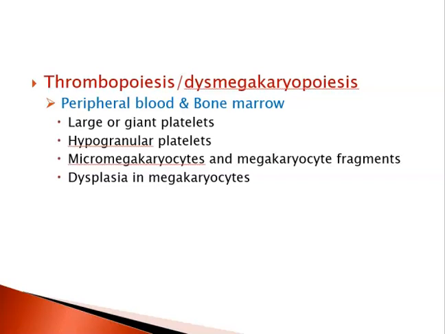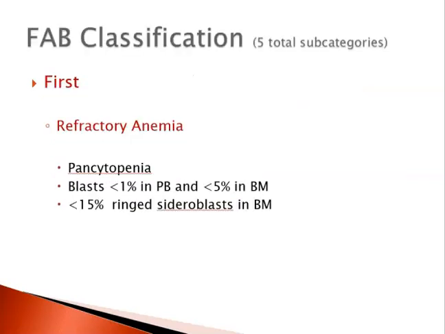And you may see dysplasia in megakaryocytes. Dysplasia meaning the presence of abnormal cells within the tissue. Okay, we have a FAB classification for MDS, or Myelodysplastic Syndrome, and there are 5 total subcategories for MDS, and they get more severe as you go along. So 5 is worse than 1 as far as the categories go.